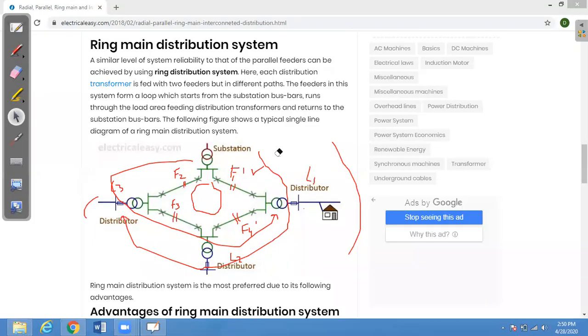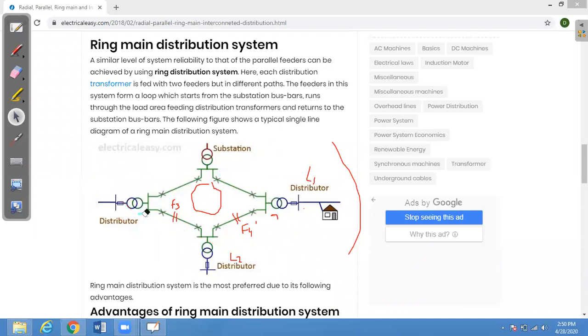Now there is a problem with the ring main distribution feeder as well. The problem is, if let me remove this, so I will identify the problem. The problem is that what if this substation fails, so what will happen? If the substation fails, so definitely we will have a blackout at L1. Similarly, we will have a blackout at L2, and similarly, we will have a blackout at L3.